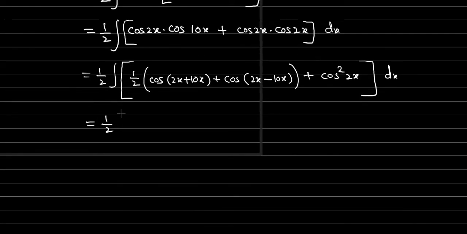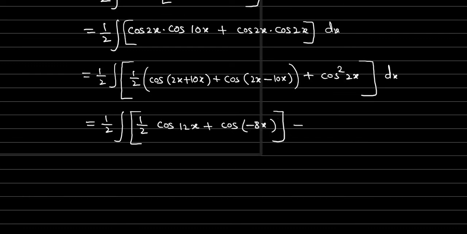Now the 1 by 2 integral is applicable only for the first term, right? As a common factor we can't take it outside, so we'll keep it inside itself. So integral 1 by 2, cos(2x plus 10x) is 12x, plus cos(2x minus 10x) is what? Minus 8x, plus cos square x dx.